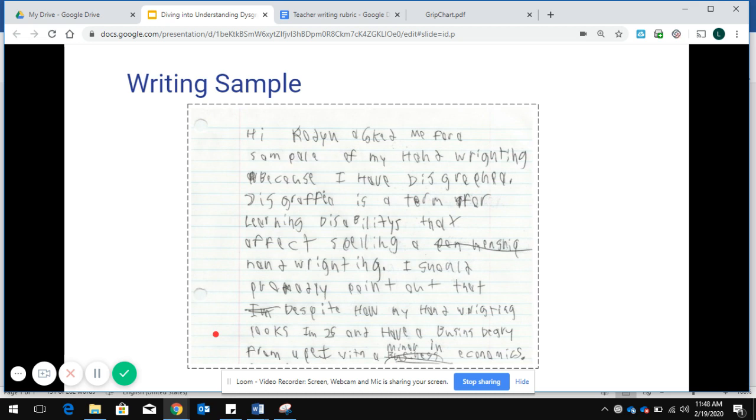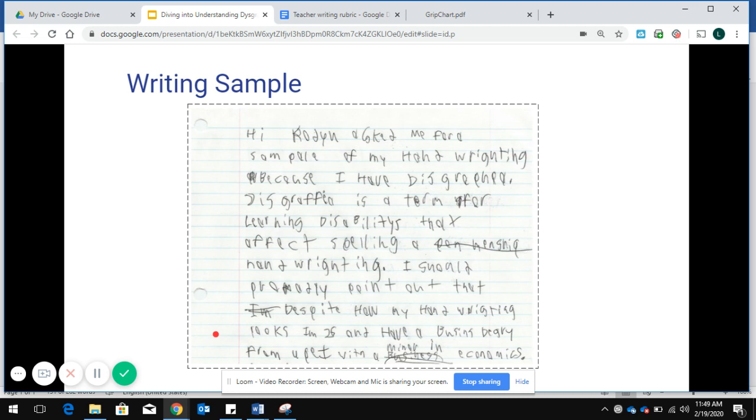Okay, here we go. Hi, Robin asked me for a sample of my handwriting because I have dysgraphia. Dysgraphia is a term for learning disabilities that affect spelling and handwriting. I should probably point out that despite how my handwriting looks, I'm 26 and have a business degree from UPEI with a minor in economics.